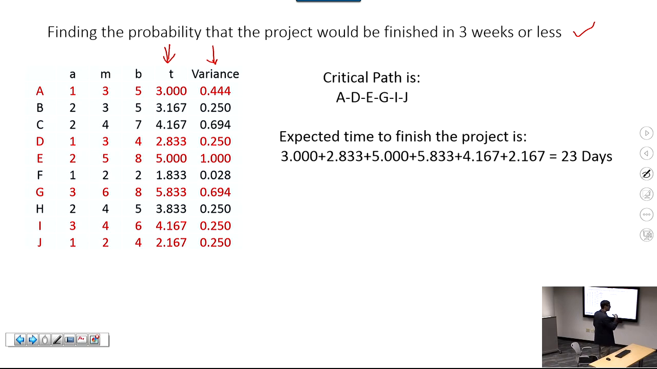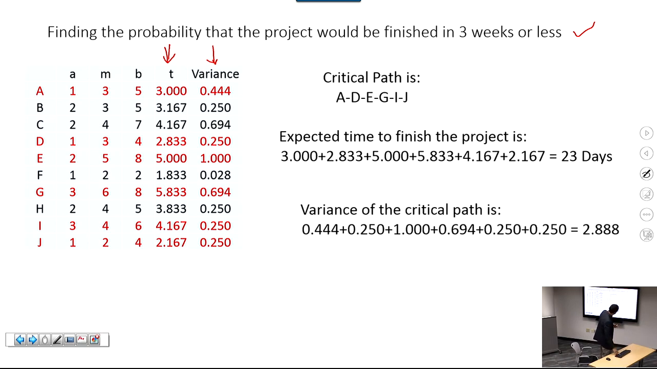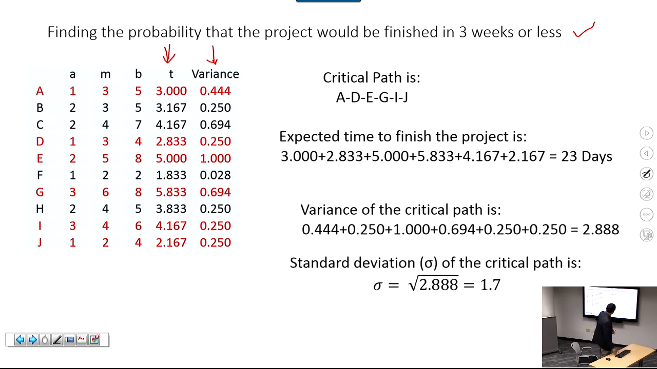Next, I'm going to add variances on the critical path. Okay? So here I am adding the variances on the critical path. I see that the variance of the critical path is 2.888. So then what will be the standard deviation? Standard deviation is always the square root of variance, right? So I'm going to find the square root of the variance, and I see that the standard deviation is 1.7, right? So these are the basic calculations.